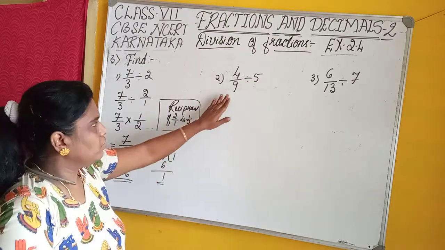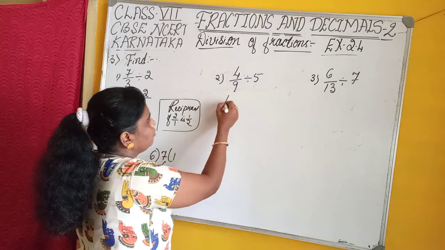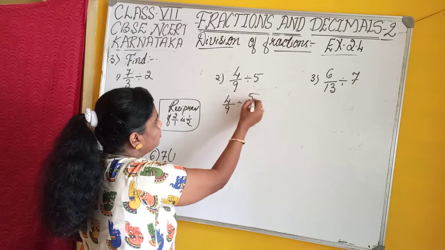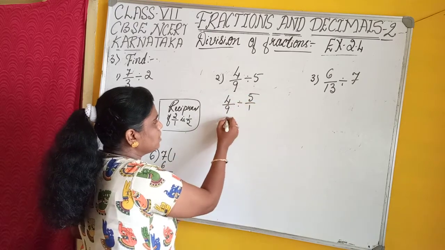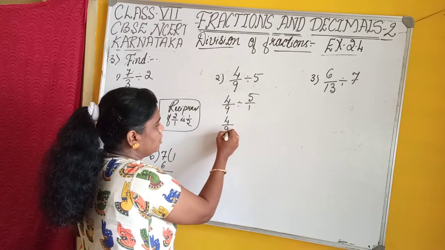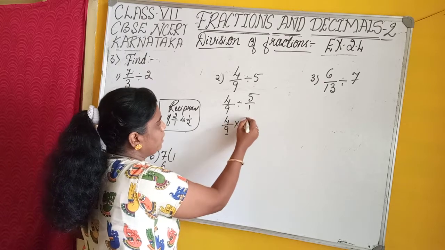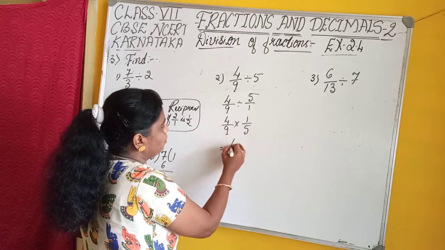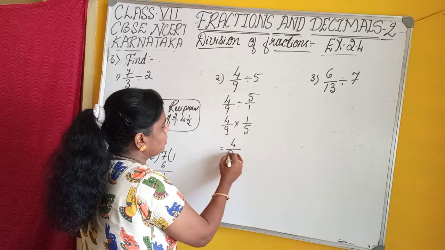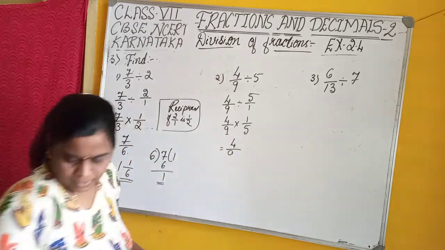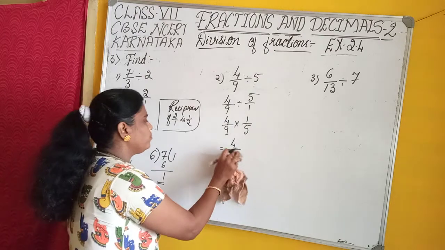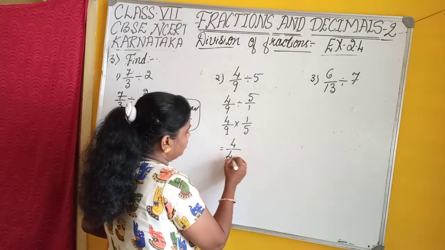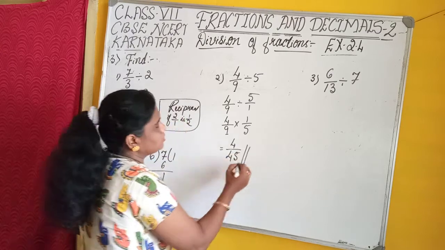Okay. Now, here 4 by 9 is there. 4 by 9 is divided by 5 by 1. While doing this, 4 by 9 is multiplied by 1 by 5. That is equal to 4 ones are 4, 9 fives are 45. 9 fives are 45. Okay students.